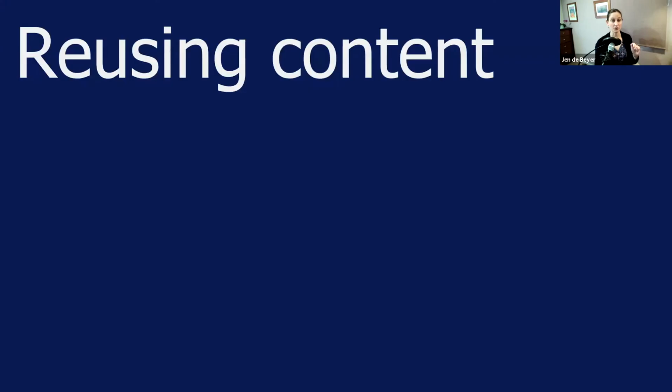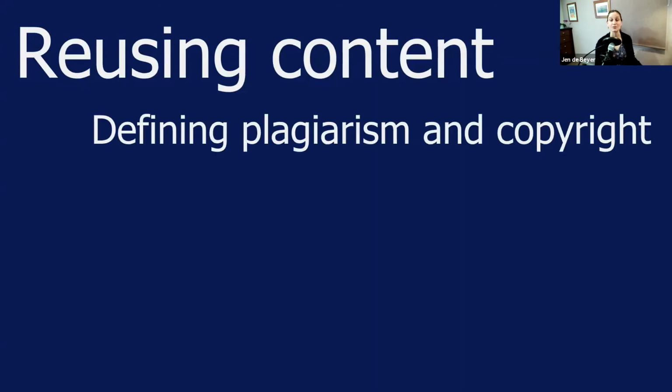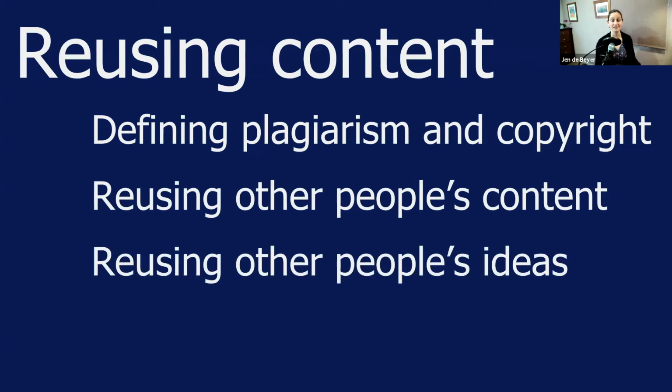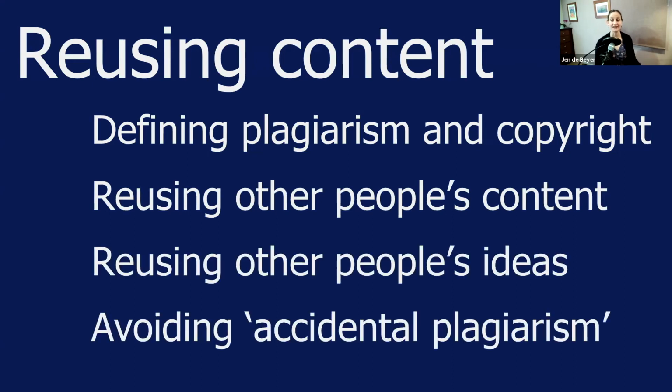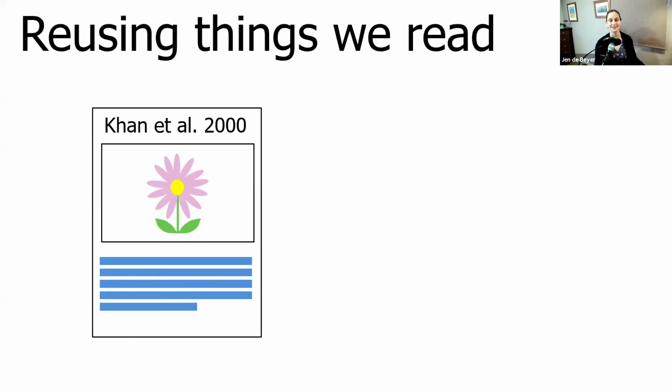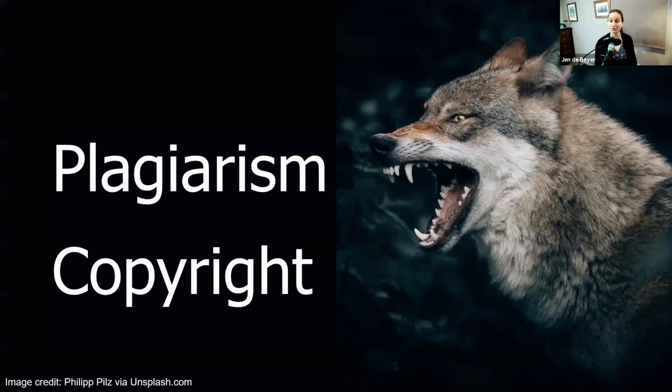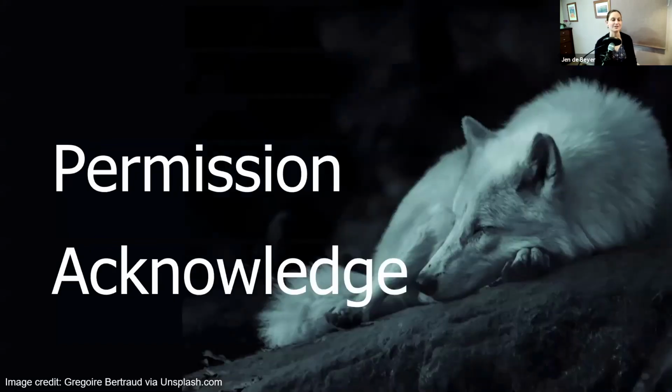Awesome. So we're coming to the end. We've talked about what plagiarism and copyright are. We've talked about reusing other people's content and their ideas, and how to avoid accidental plagiarism. And hopefully the next time you find a fantastic idea or image or quote that you'd like to reuse in your article, you feel comfortable navigating copyright and plagiarism, getting appropriate permissions, acknowledging creators, and that you do everything ethically and correctly.